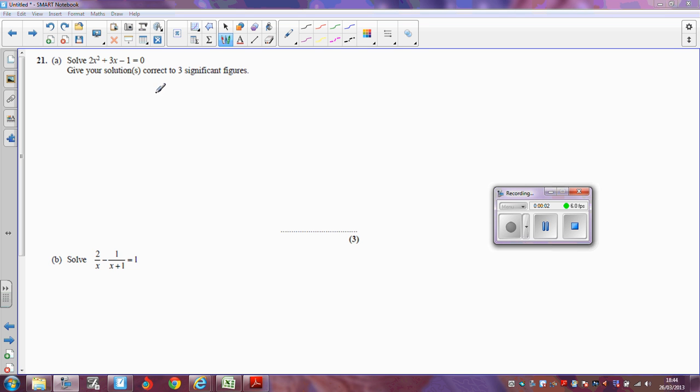Here we have a quadratic equation where we're asked to give our solution correct to three significant figures. And there's a big clue there. It means we're going to use the quadratic formula. In other words, this doesn't factorize.